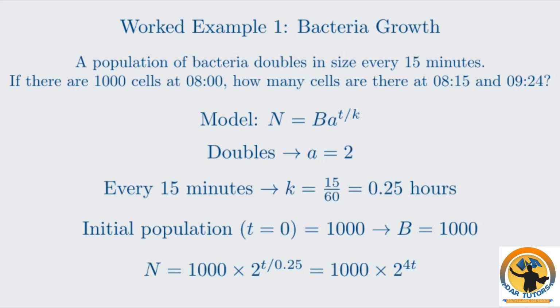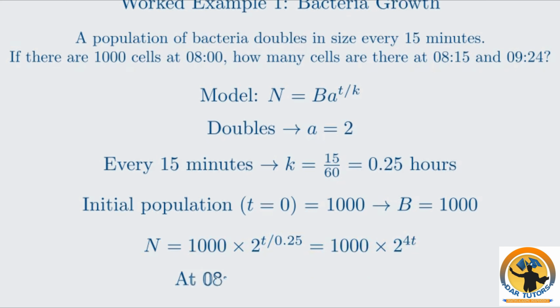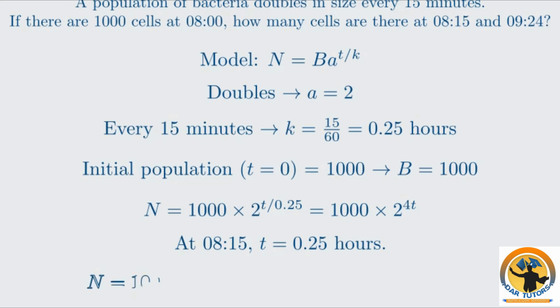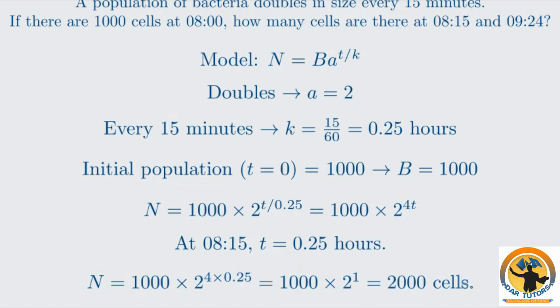Now we can answer the questions. For 8:15 a.m., t is 0.25 hours. Plugging this into our model, we get n equals 1,000 times 2 to the power of 4 times 0.25, which is 1,000 times 2 to the power of 1, or 2,000 cells. This makes sense, as the population should have doubled.